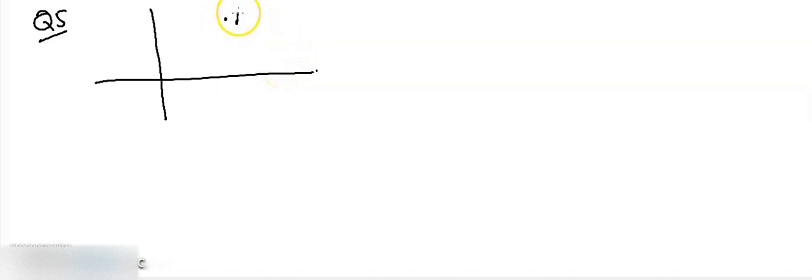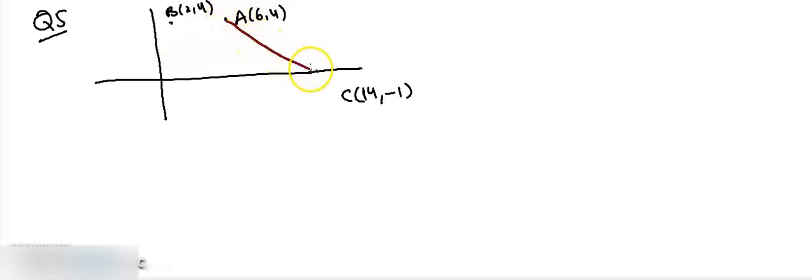This is a crazy question. Let's draw its picture. So it's giving me A at 6 comma 4, and B at 2 comma 4, and C at 14 comma minus 1, and it says calculate the area of the triangle ABC shown in the diagram, hence find the length of AF. So what is AF? We are going to see in a moment.